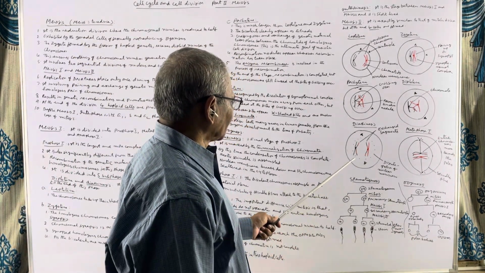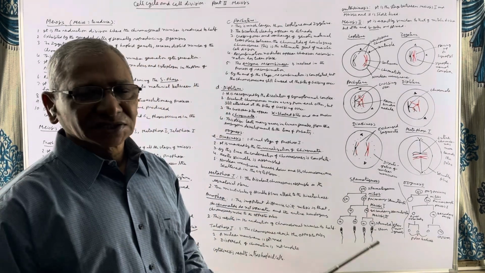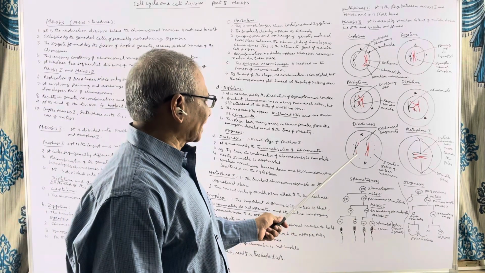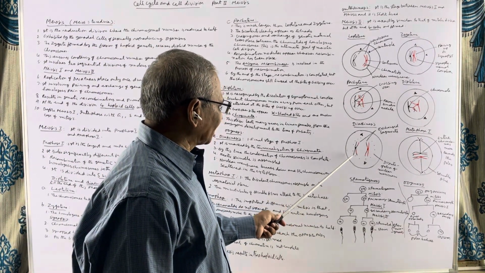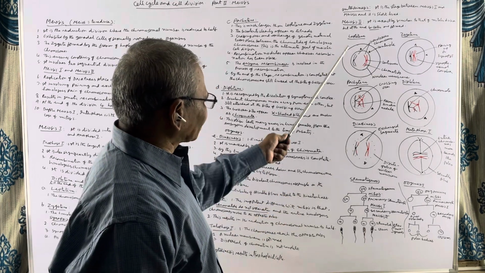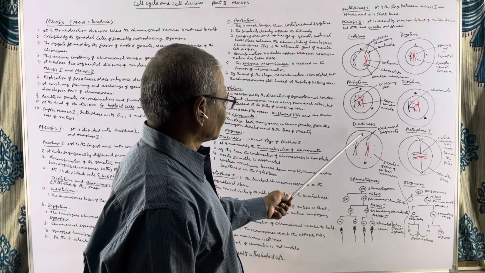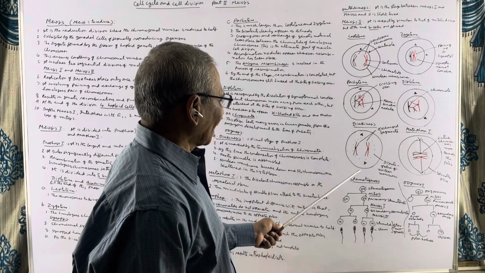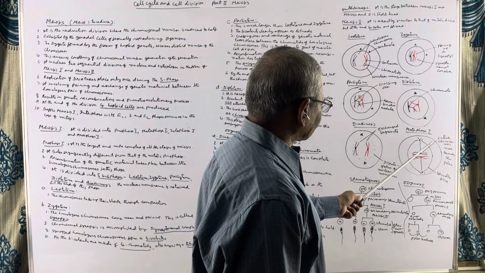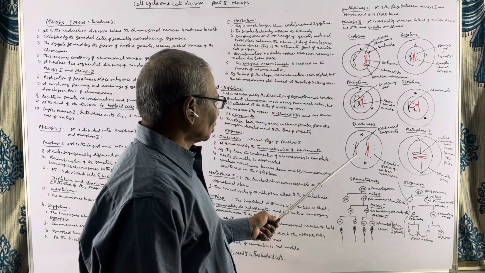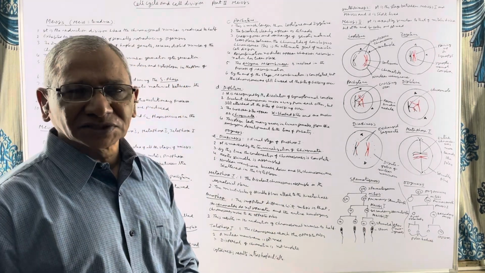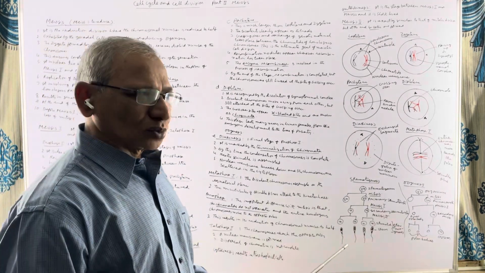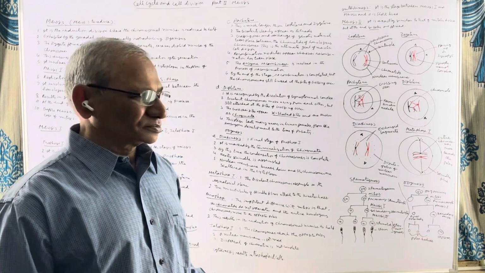Then, diakinesis represents the end of prophase 1, which is very long. And by the end of the diakinesis, what happens? The nuclear membrane disappears. As this process is going on, the centrioles move to the opposite poles and they start producing spindle fibers. So at the end of prophase 1, what happens? Nuclear membrane disintegrates, spindle fibers are formed, and the chromosomes undergo still further condensation.